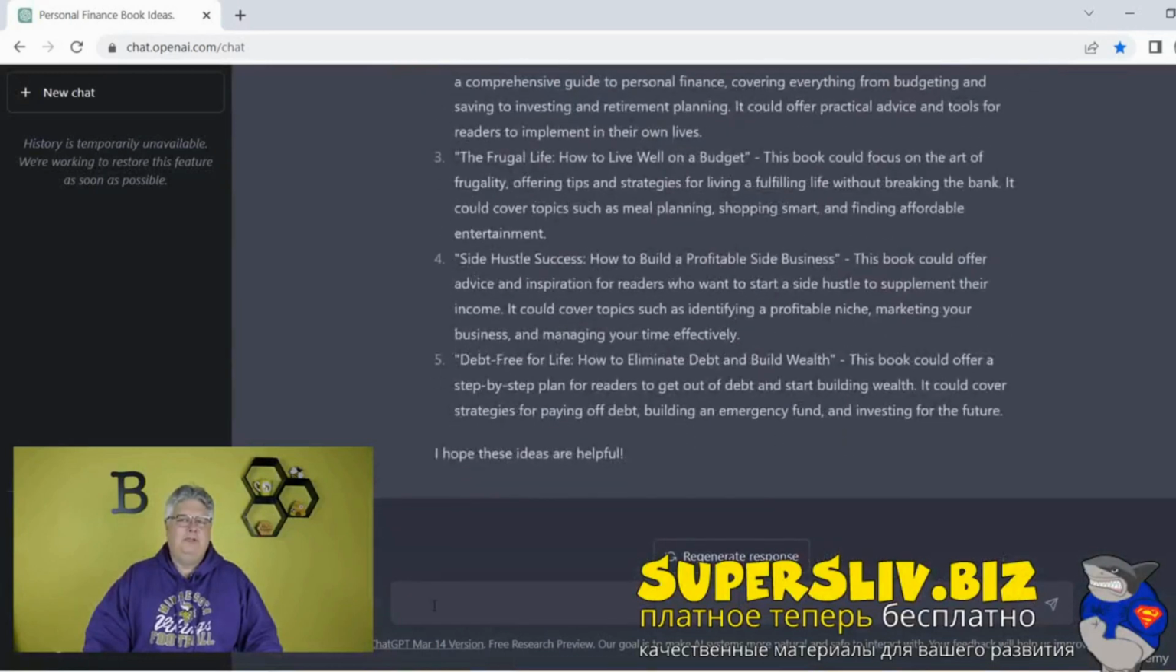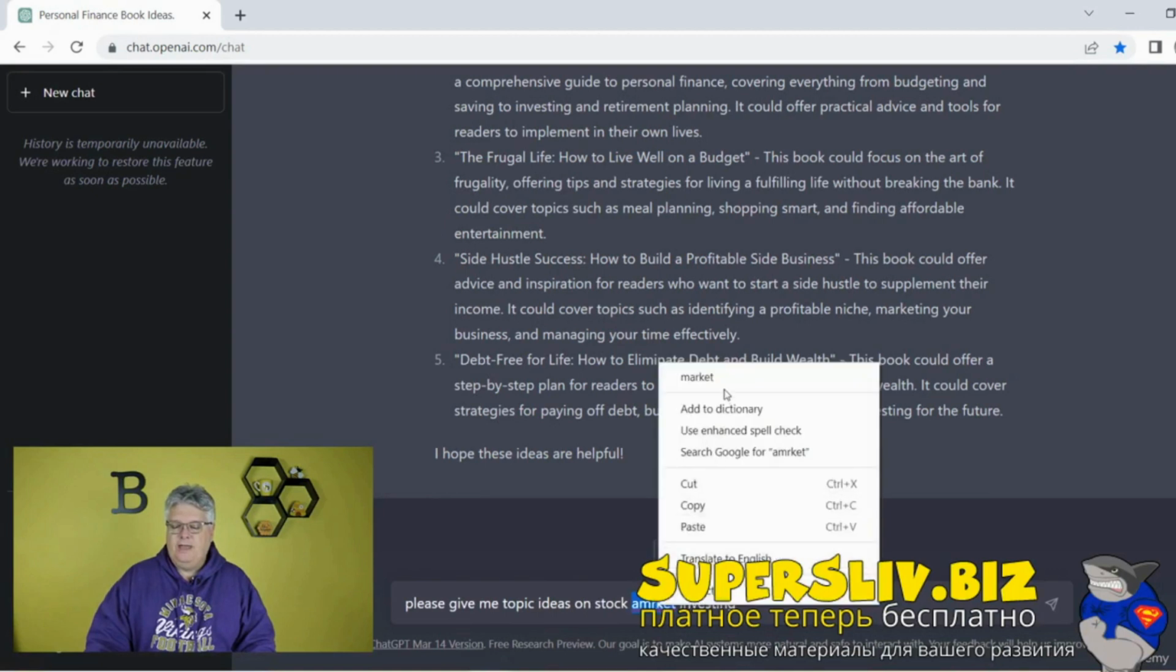So I need to give it more specifics. Let's say my specialty is actually more investing. I might say, well, more specific to investing. And let's say specific to the stock market, right? So let's say, please give me topic ideas on stock market investing. And stock market investing, right? So we'll just do that.